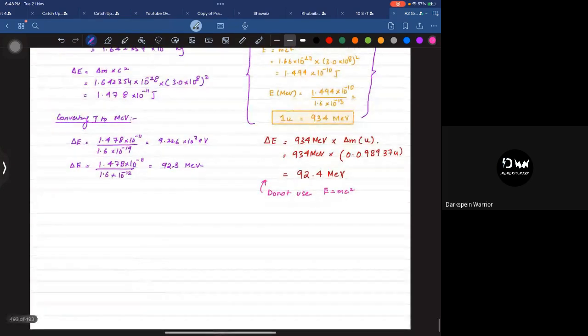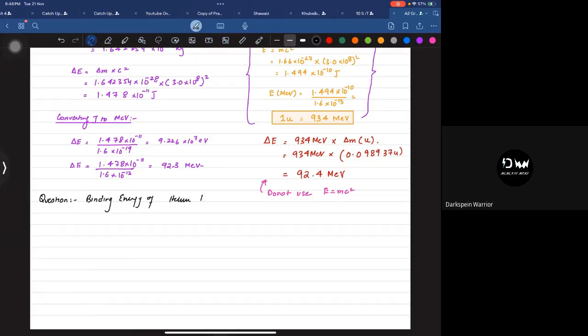But now, I think it's a good time that I ask you a question so that I'm happy that you guys can also do this. So the question is, find binding energy of helium 4.